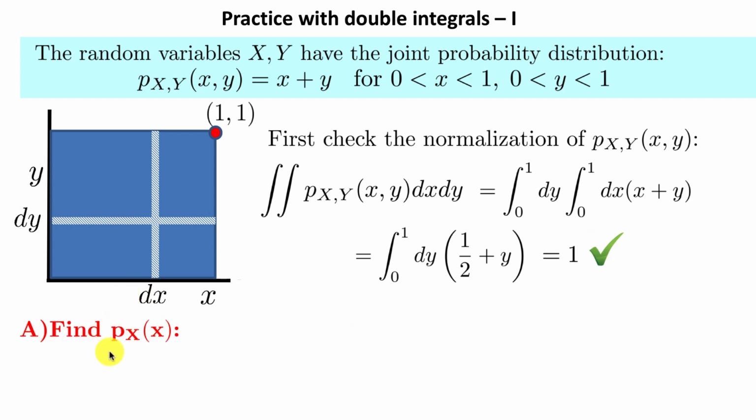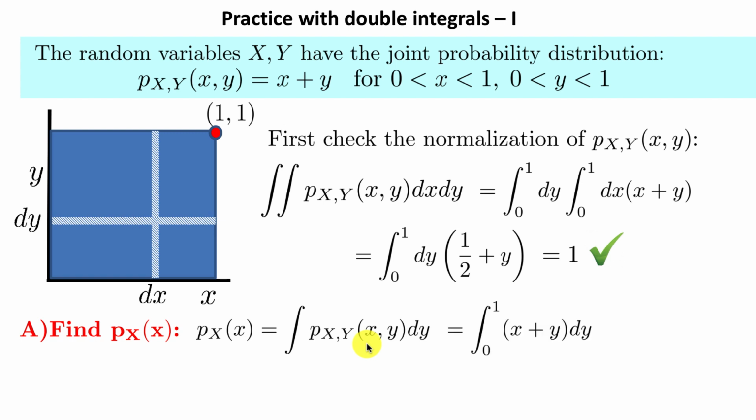Find the marginal distribution px of x. What that means is we need to integrate over y holding x constant. Now just put in the integration limits. The integration limits on y go from 0 to 1, and we're integrating x plus y. When we integrate this term, x is just a constant so far as y is concerned, and so we will get y between 0 and 1, which gives 1. When we integrate this, we get y squared over 2, and that's between 0 and 1, and so, of course, we get x plus a half.